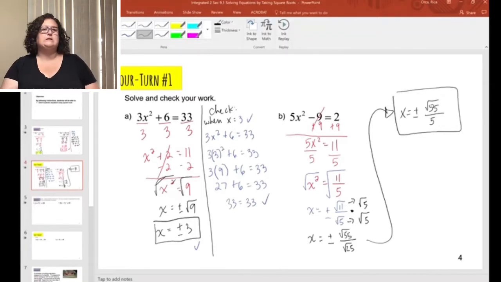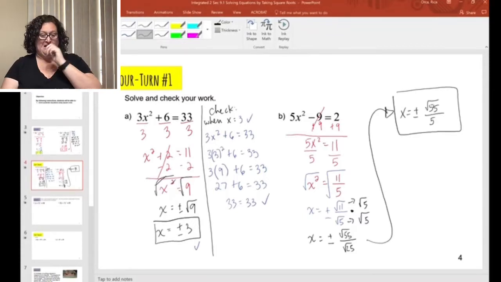Don't make the mistake of reducing the 55 and 5. They're not like terms. The square root of 55 is not a whole number. So the square root of 55 over 5 isn't the square root of 11. Don't make that mistake. Don't cross them out. Leave them as is.